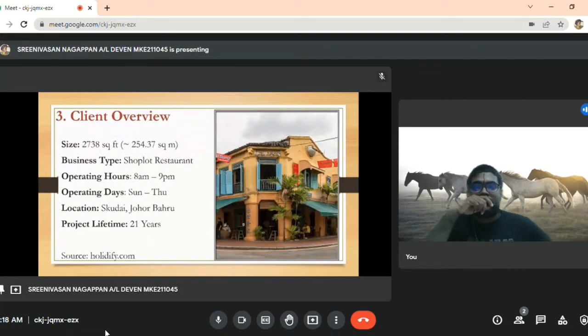And the client overview is as follows. It's a shop lot restaurant that is around 254.37 square meters, and it operates around 13 hours a day and 5 days a week, whereby Friday and Saturday are weekends since it's in the state of Johor. And the lifetime of the project is expected to be 21 years, which is quite a fairly long time.